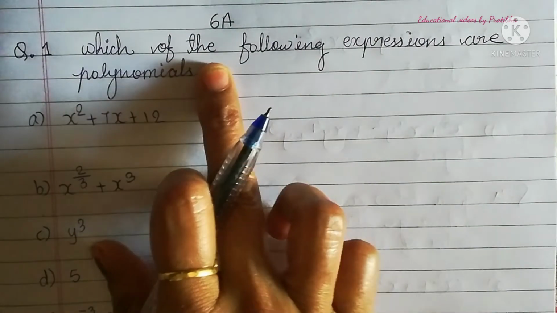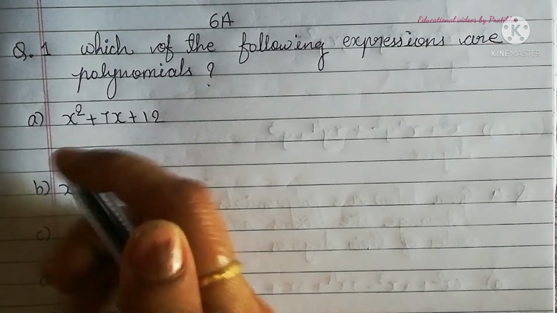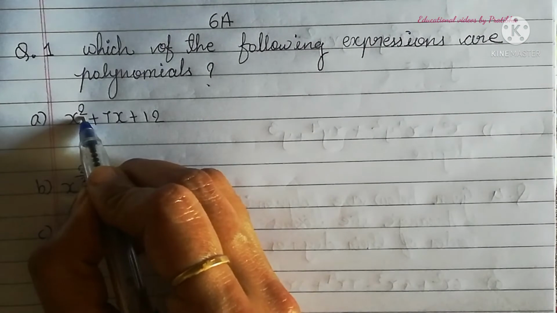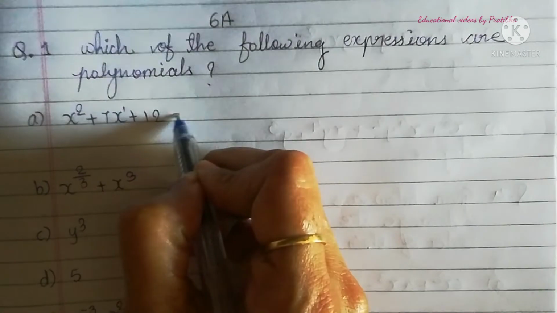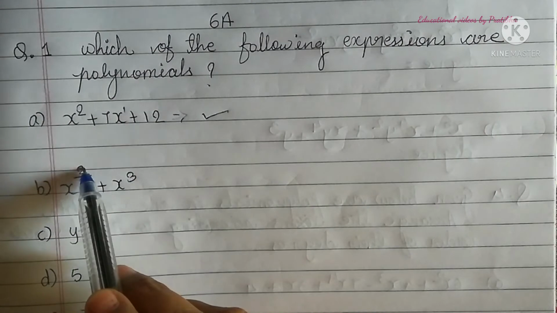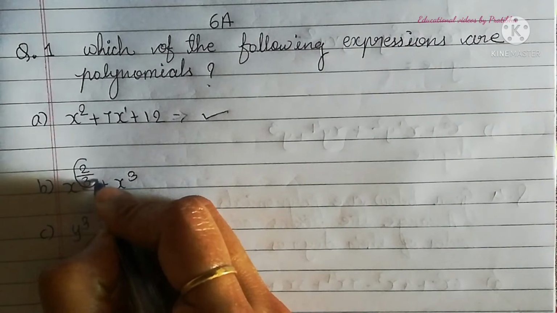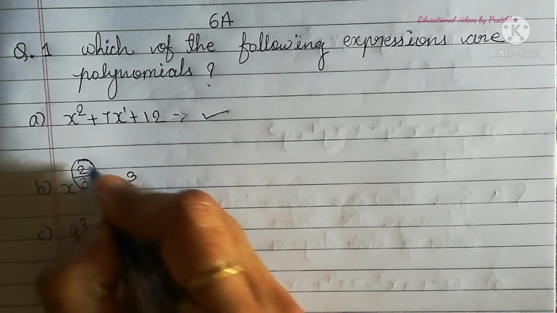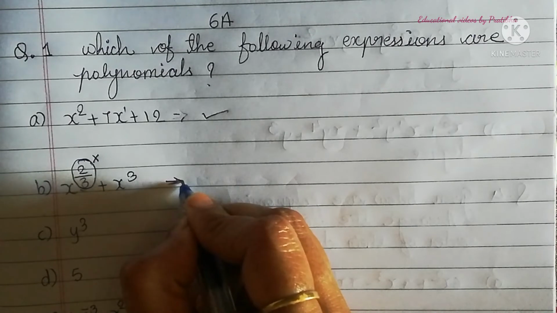Now let's study a few examples on the same concept. Some expressions are given. We have to find out whether they are polynomials or not. x square plus 7x plus 12. Here the variable x has power 1, so this is a polynomial. In the second example, x raised to power 2 by 3 plus x cube. 2 by 3 is a fraction. So this expression is not a polynomial expression.